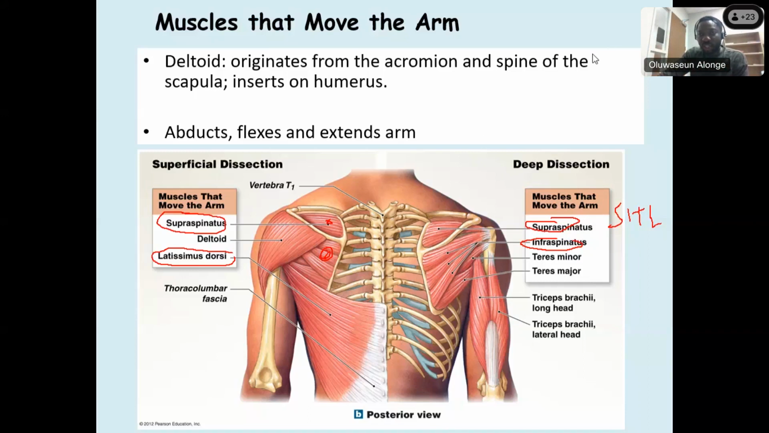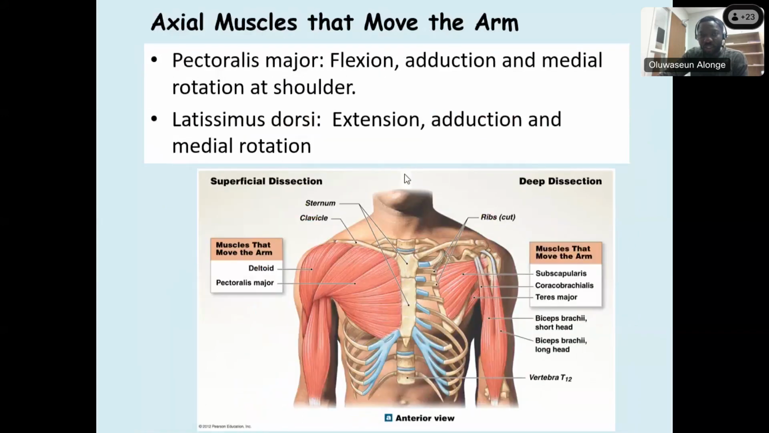Then on the anterior side is where you have the subscapularis, all right? So you have the subscapularis, you have the deltoid here, you have the pectoralis major here, the large muscle there, pectoralis major. All right, here is still teres major, subscapularis. Those are still the muscles that move the arm. These are superficial muscles, these are deep muscles.